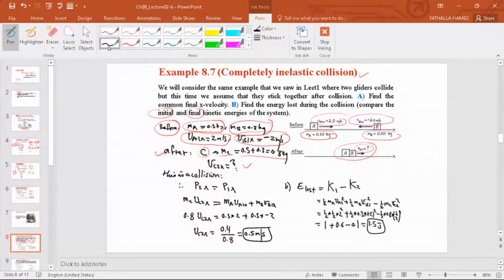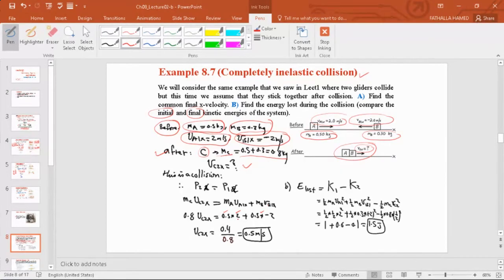Now we're going to look at conservation of momentum. So it is P2x equals P1x here. And we're going to look at momentum after, which is MC VC2x equals MAVA1x plus MBVB1x. Now the MC is 0.8, VC2x is what we want to find. 0.5 times 2, that's the momentum of mass A before the collision. And 0.3 times minus 2, that's the momentum of mass B before the collision.